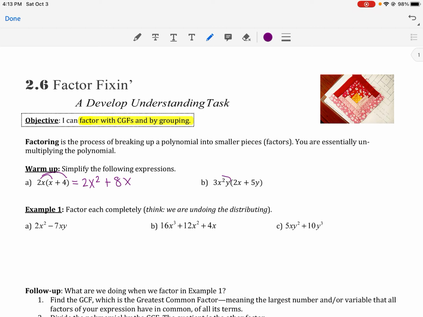Okay, this time you take the whole 3x squared y and distribute it to both terms. So we'd get 3 times 2 is 6. x squared times x is x cubed y. 3 times 5 is 15. We don't have another x, so we just leave it as x squared. y times y is y squared.